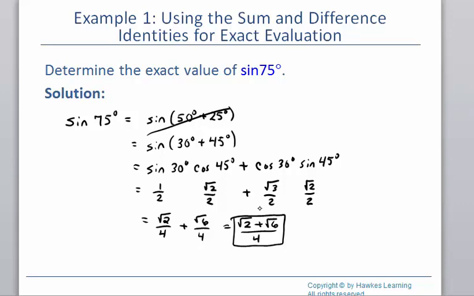Now, it is easy enough to check this to be sure that what we have is correct by using our calculator. In your calculator, you can evaluate sine 75. And if you do that, you get 0.9659. And then you can also go to your calculator and type in the answer that we came up with. And assuming that we have things correct, we should get the same answer.